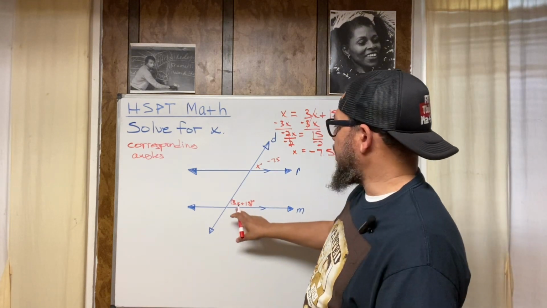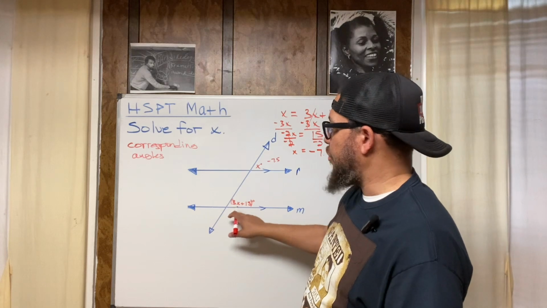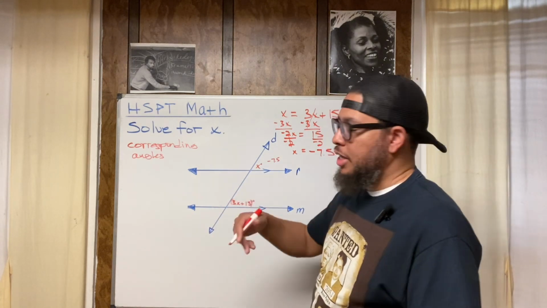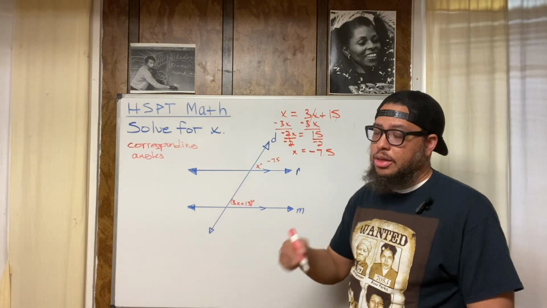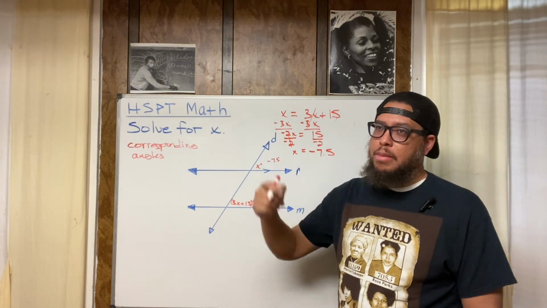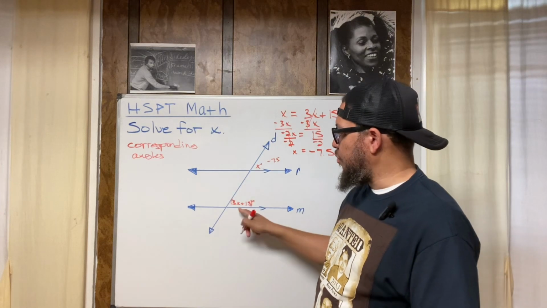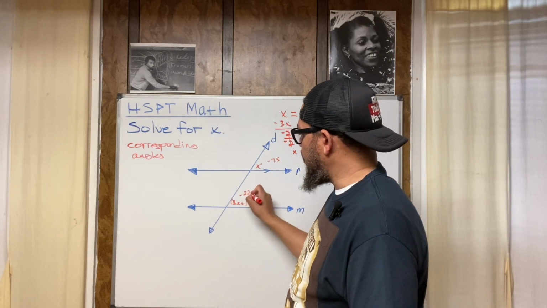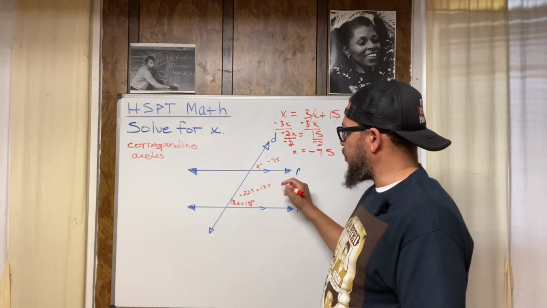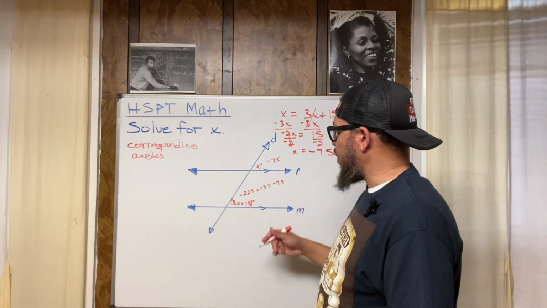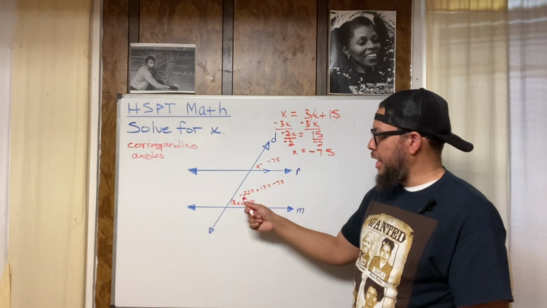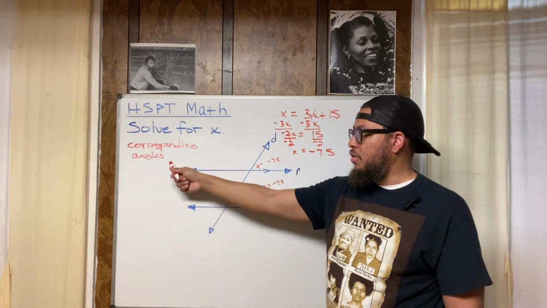Because look, what's 3 times negative 7.5? Let's do some mental math. 3 times negative 7 is negative 21. 3 times 0.5 is 1.5. Negative 21 minus 1.5 is negative 22.5. What's negative 22.5 plus 15? Negative 7.5. So look, this is the same as that. So this angle is congruent to that, and they are corresponding angles.